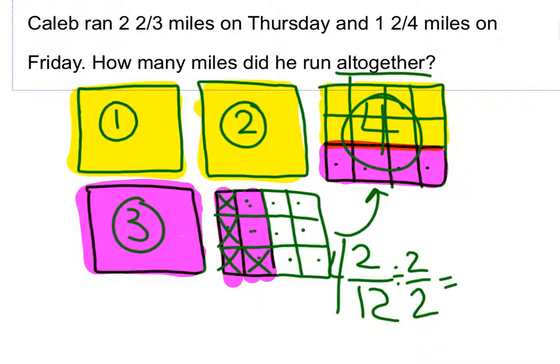2 divided by 2 I know is 1. 12 divided by 2 I know is 6. And my whole number, which is the 4, stays the same. So my answer to 2 2/3 plus 1 2/4 is 4 1/6.